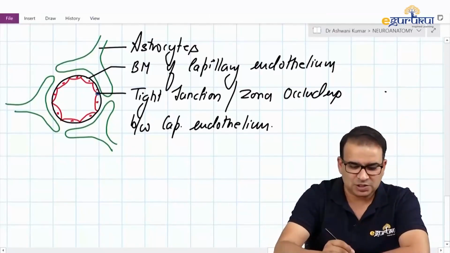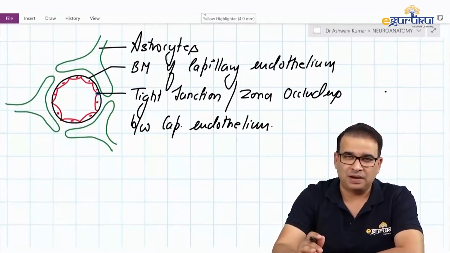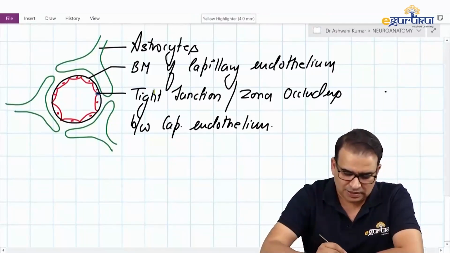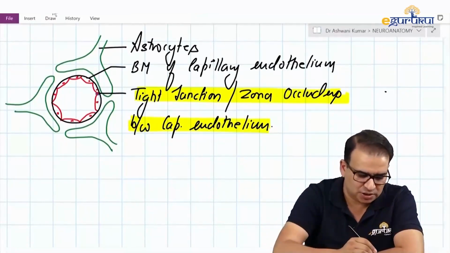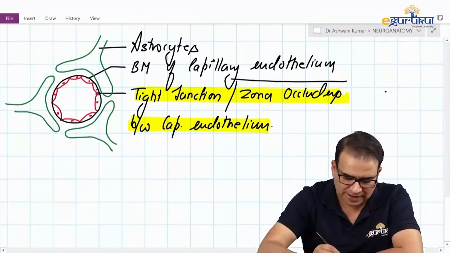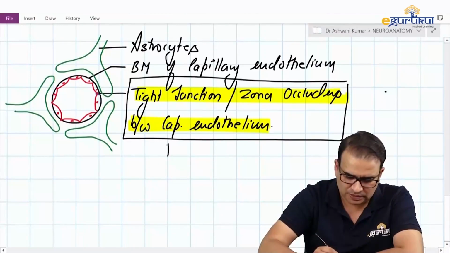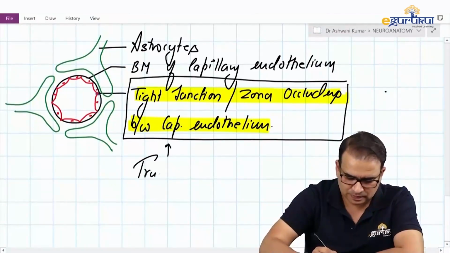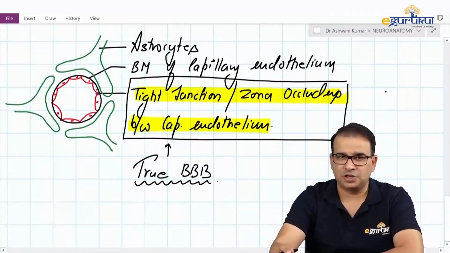But if the question is asked which of the following is the most important component of the blood-brain barrier, or the true blood-brain barrier, then your answer is not astrocyte. You have to go with the tight junction. Please note that the tight junction is regarded as the true blood-brain barrier. If you have to choose between them, this will be your answer. So the true blood-brain barrier is your tight junction.